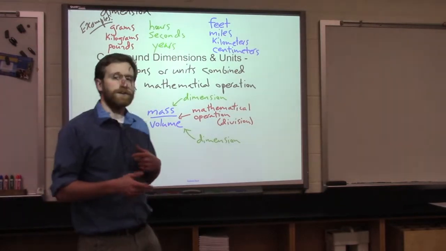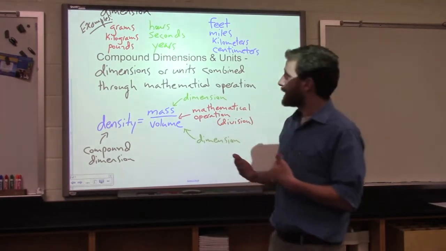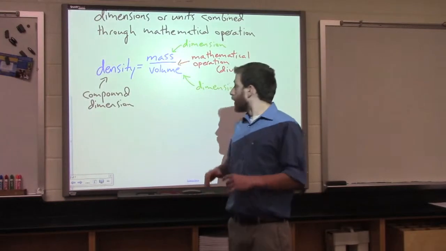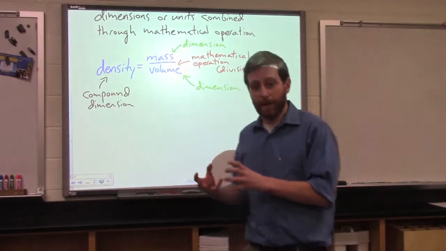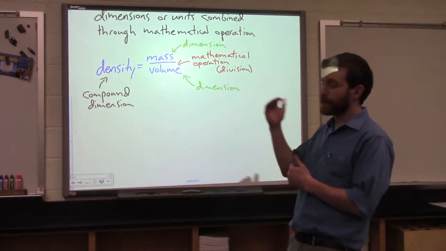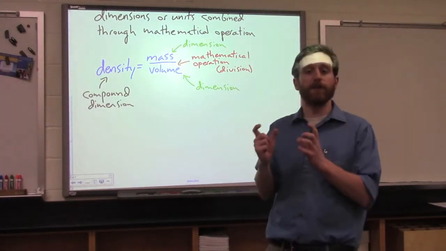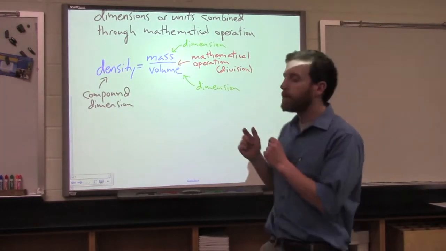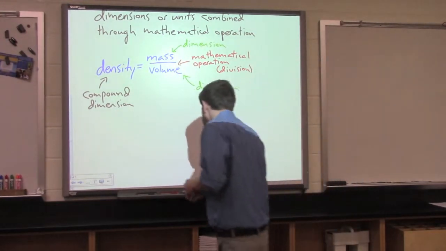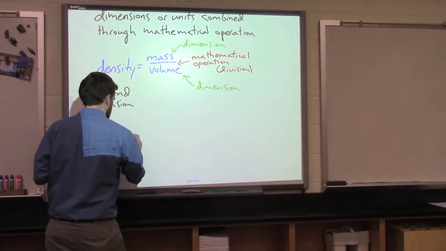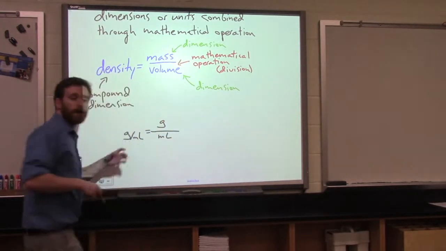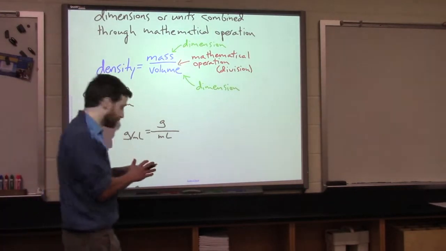It's important to note here that we often express equations in terms of dimensions and not units. But whatever units we put into the equation are the units we get out. For example, if I put grams in for my mass and milliliters in for my volume, then my compound unit I get out for my density would be grams per milliliter. No big surprises there.